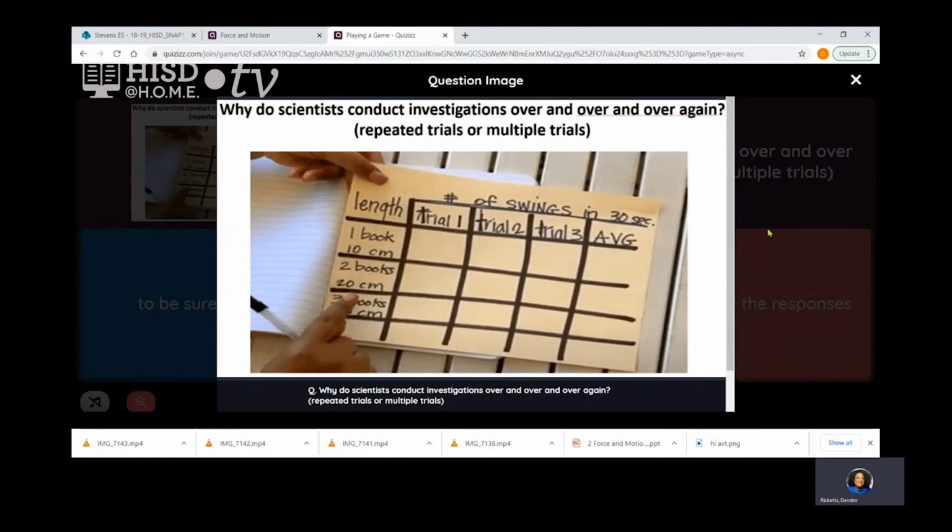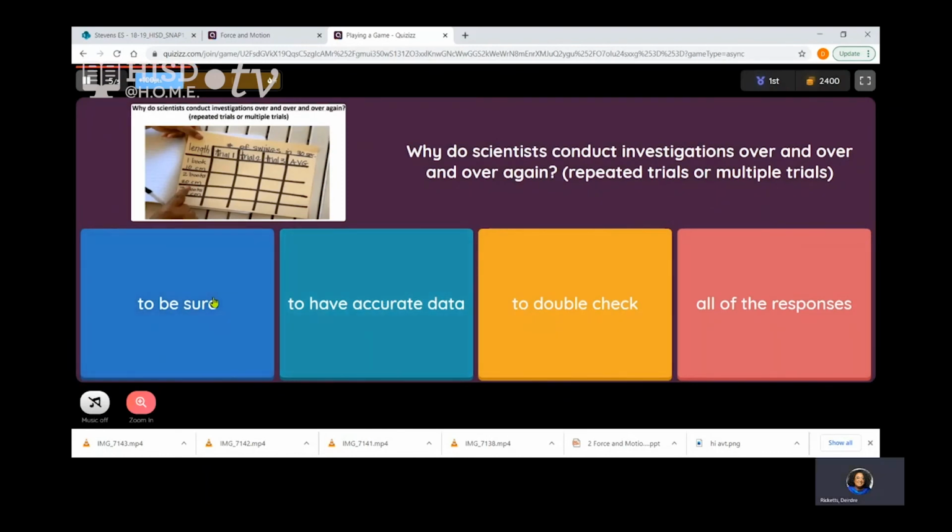Let's look at our answer choices. To be sure, yes. To have accurate data, definitely. To double check, definitely. All of the above. Yeah, it's definitely everything here.